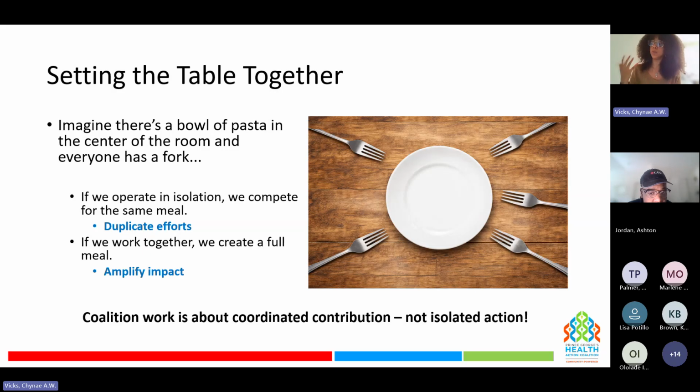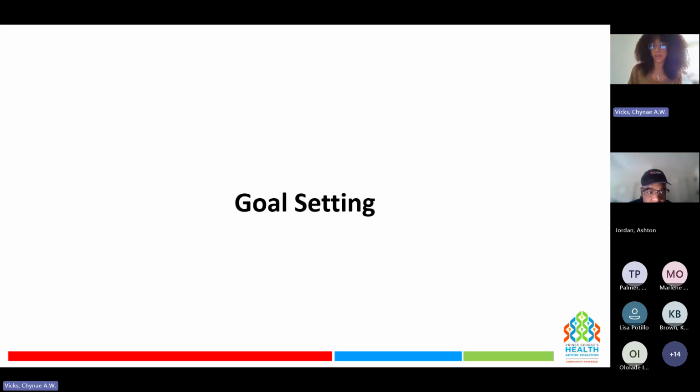And so I want to use that thought process as we go into our goal setting. Now, typically when we draft goals, people often jump straight into solutions. They jump straight into problems, programs that exist. And that's great, but that's also like we're only thinking of eating the pasta with the fork.